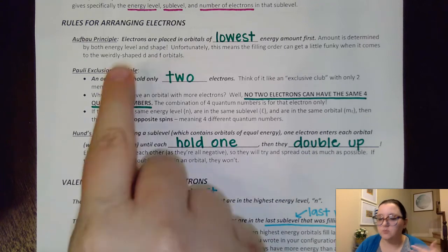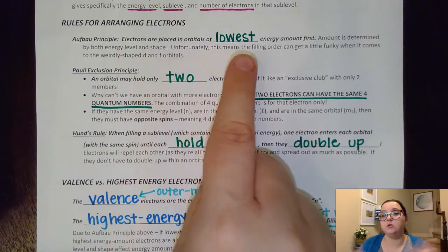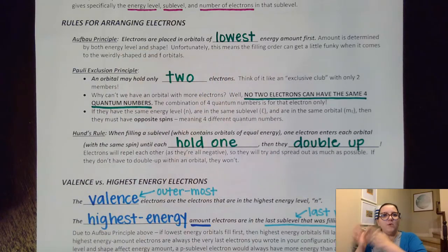This has to do with electrons repelling each other. Obviously, Aufbau says we have to fill up orbitals of lowest energy amount first, but if you have orbitals that have equal energy, the electrons would rather spread out than pair up if they can. And so we can put 1 into each before we are forced to double them up, and that will help prevent some of the repulsions that exist with those electrons.